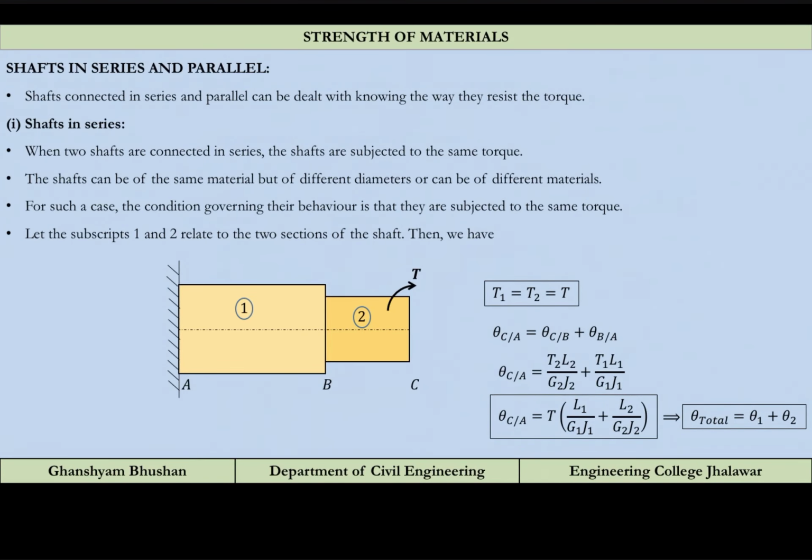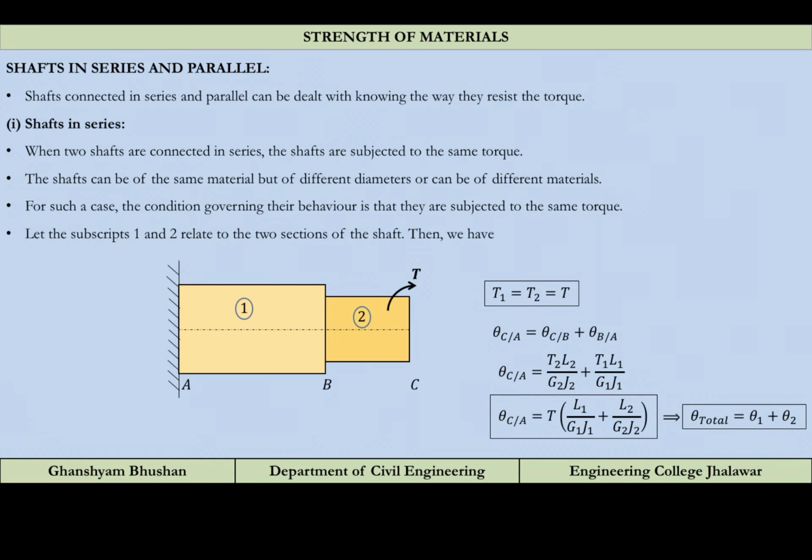Shafts in series and parallel. Shaft connection could be a series connection or a parallel connection. How we can differentiate between series and parallel, we are going to see. Shafts connected in series and parallel can be dealt with by knowing the way they resist the torque. So the resistance to torque will be seen, and we can analyze whether the connection is in series or in parallel.